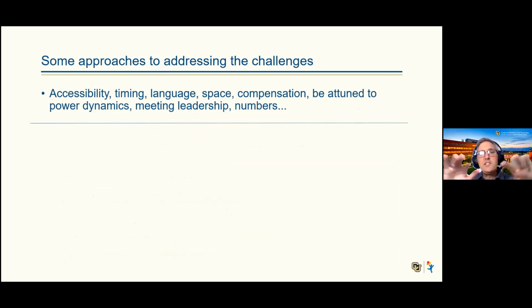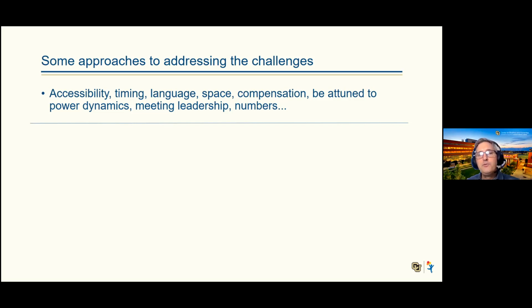First, these are approaches to address the challenges I put up top, the widely agreed issues. These are practical issues. You need to have accessibility of the space. You need meetings to be at the right time. There are language issues that often need to be addressed. Questions about compensation of individuals, especially when you're talking about patients or members of the local community.